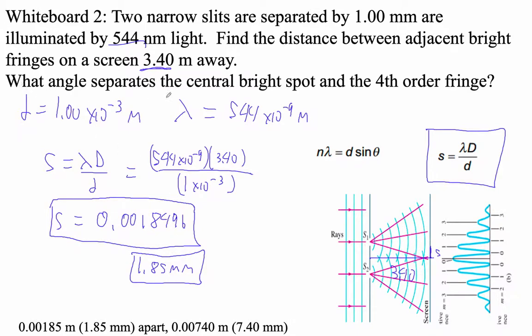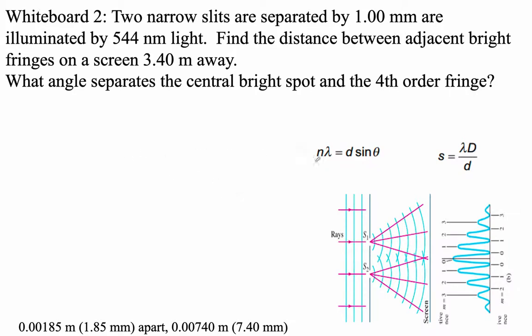Okay. What angle separates the central bright spot and the fourth order fringe? Uh-oh. Guess we better use this one, but it's going to be a small angle, okay? All right, are we ready for this? I'm going to erase the screen here. So let's solve for that angle, but it'll be the fourth order fringe, right?